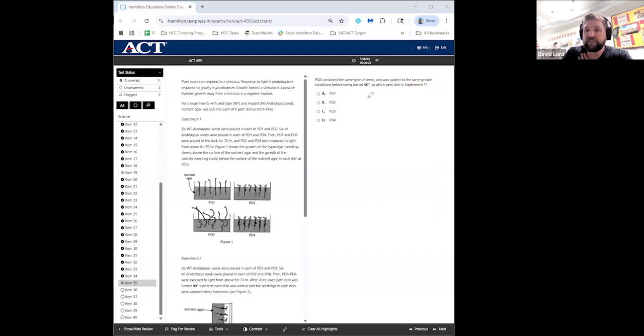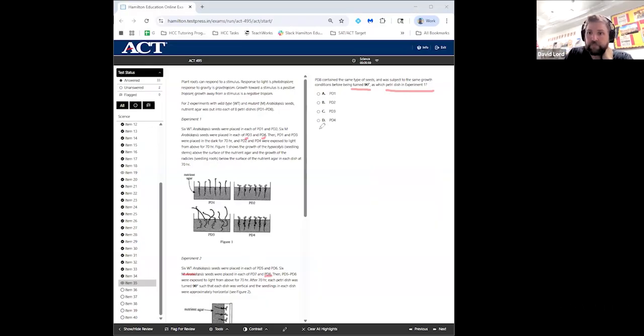PD8 contains the same type of seeds and was subject to the same growth conditions before being turned as which Petri dish in experiment 1. It was the mutant seeds placed in PD8. So going back to here, the mutant seeds were placed in PD3 and PD4. And then PD3 was placed in the dark, whereas PD7 was also put in the dark.